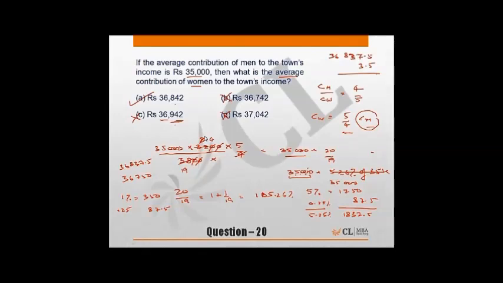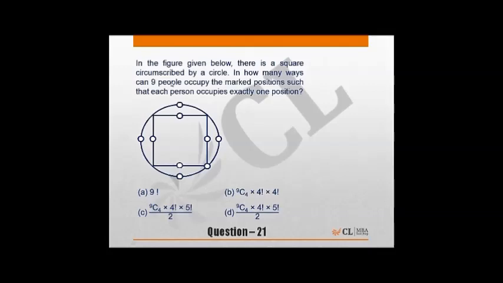Let's move to the next question. In the figure given below, there is a square circumscribed by a circle. In how many ways can 9 people occupy the marked position such that each person occupies exactly one position? Permutation combination, round 2 for me. It might be an easy question, but as I said, what I am comfortable with is what I will do in round 1.